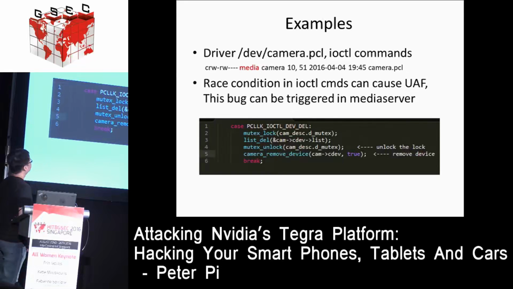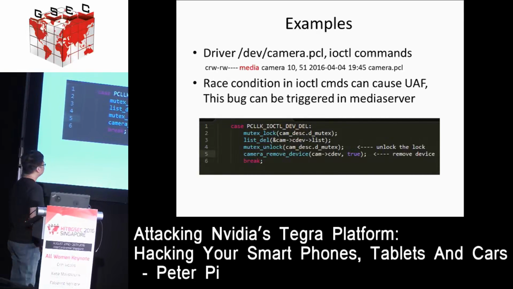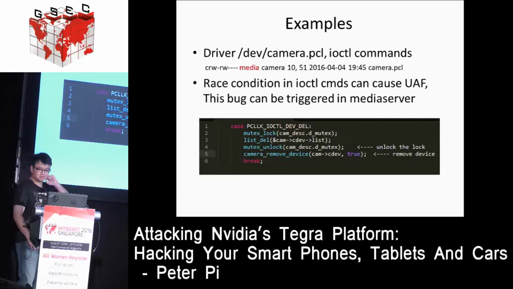This bug is in the camera driver. Camera driver can be accessed in the mediaserver process. It needs a privilege, media or camera. This bug is a race condition bug. You can see the source. When handling one IO control command, the scope of the mutex is not very good. The lock doesn't protect the camera remote device, so it can cause use after free.